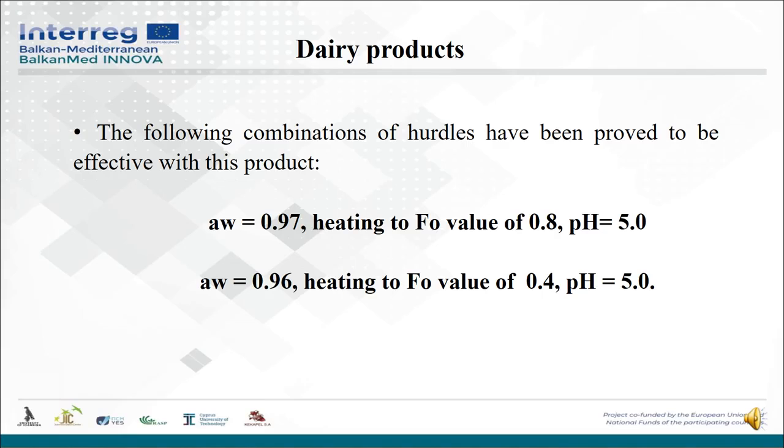The following combinations of hurdles have been proved to be effective with this category of products. One is a water activity of 0.97, heating to an F0 value of 0.8, and a pH of 5. Another combination could be a water activity of 0.96, heating to an F0 value of 0.4, and a pH of 5.